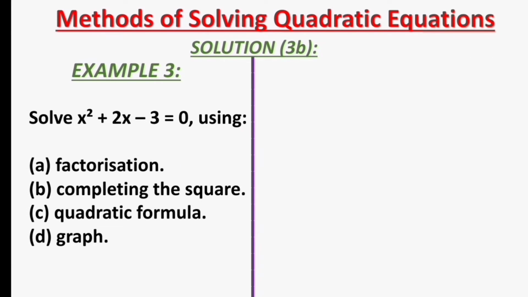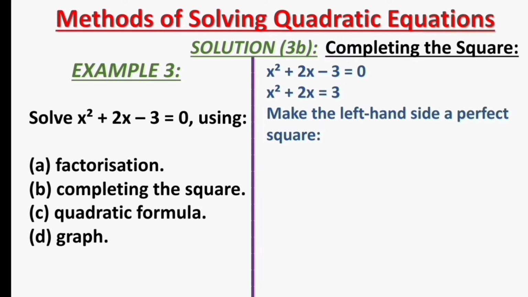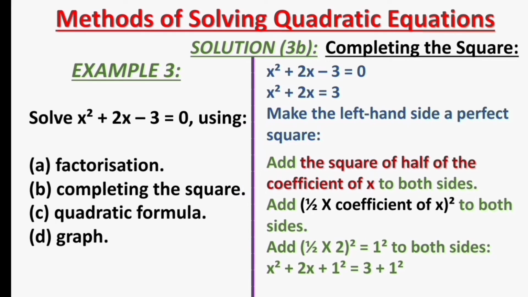Moving on, let's see how we can solve this quadratic equation using the completing the square method. The question remains x squared plus 2x minus 3 equal to 0. Now what we do, we move the constant term minus 3 to the right hand side. That gives us x squared plus 2x is equal to 3. Now let's make the left hand side of the equation a perfect square. How do we do this?